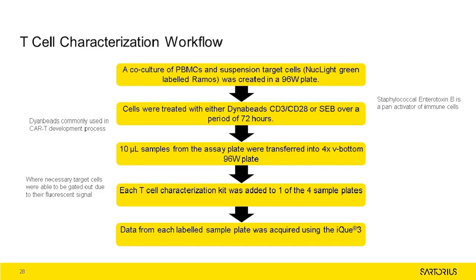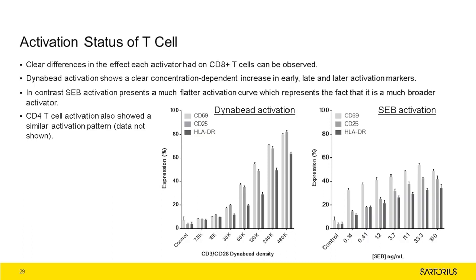Data from each labeled sample plate was acquired using the IntelliCyt iQue3. Each kit comes with its own specific template to be loaded up onto Forecyt so that the data can be pulled through automatically. By using the gating strategy described in the earlier slide, we can see a summary of the kind of data that can be produced, firstly from the T-cell activation kit.